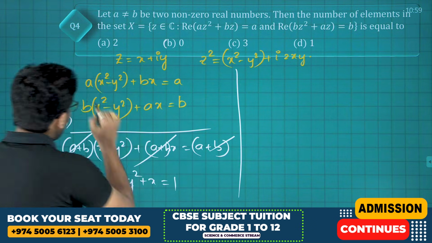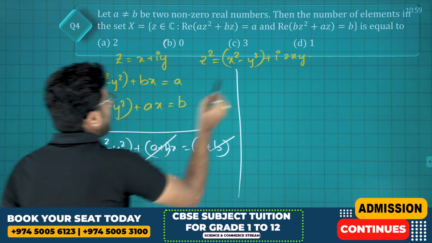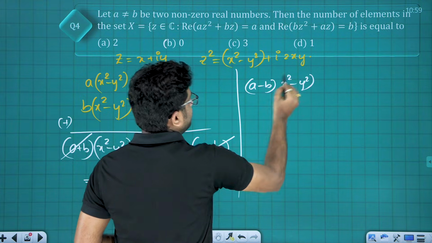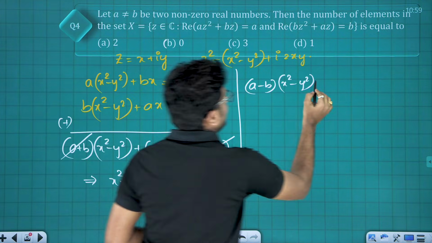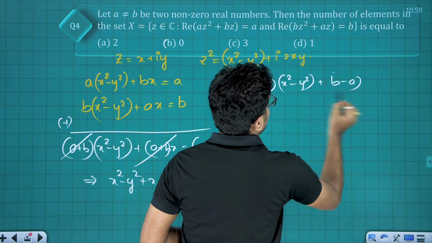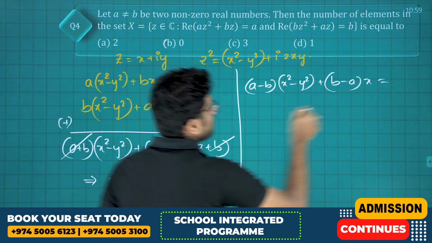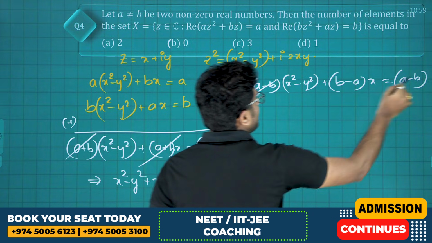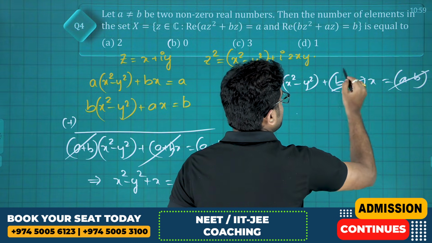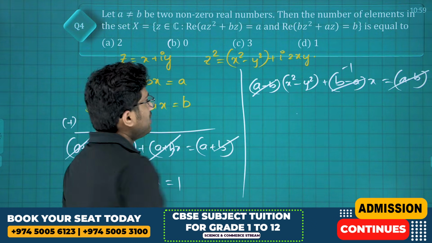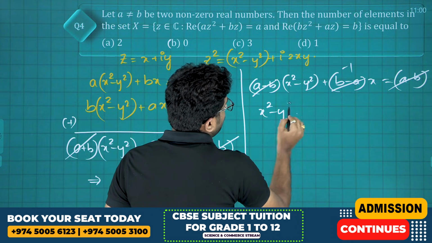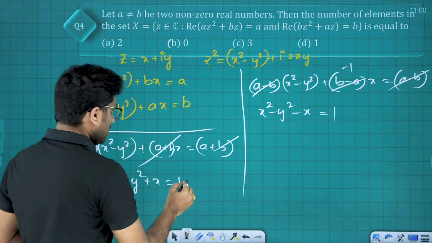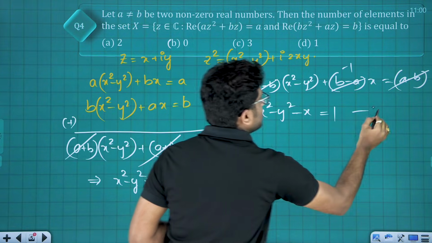Next, what will I do? We'll subtract these two equations. If we subtract, what happens? (a minus b) times (x square minus y square) plus (b minus a) times x equals a minus b. If I cancel a minus b on both sides, here you get minus 1. So that means x square minus y square minus x equals plus 1. Let this be equation 1, let this be equation 2.